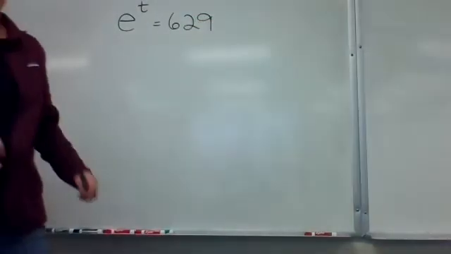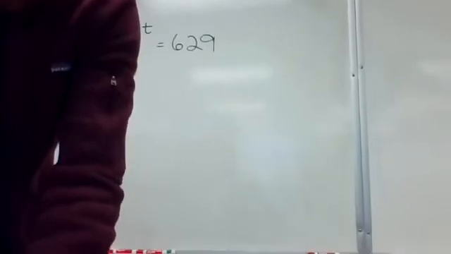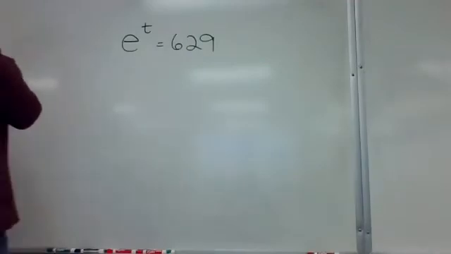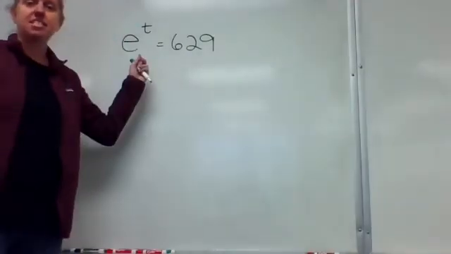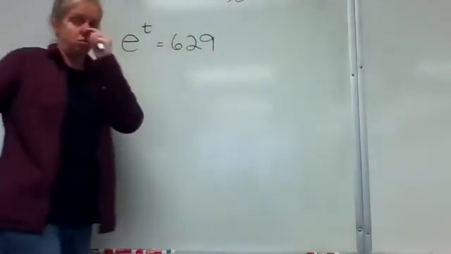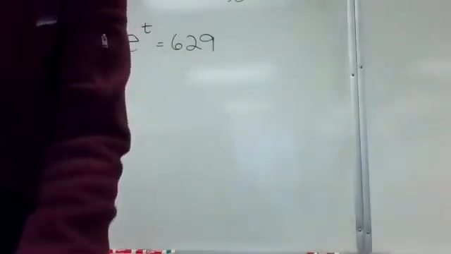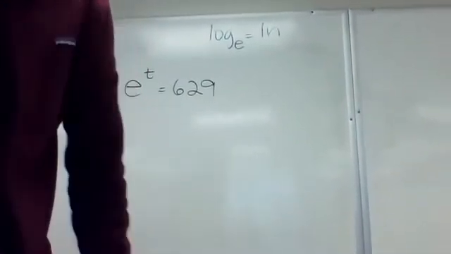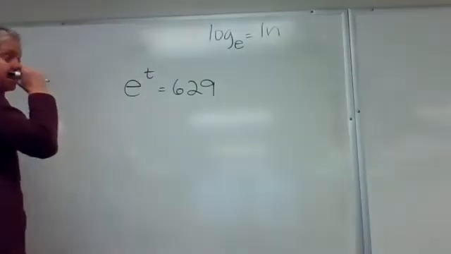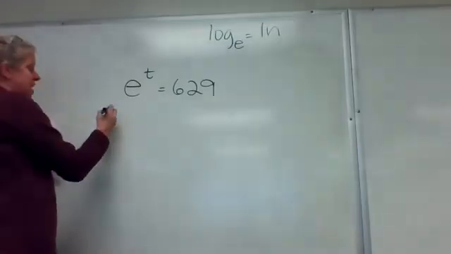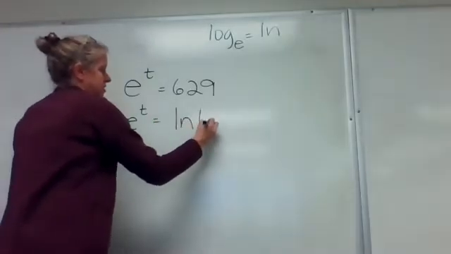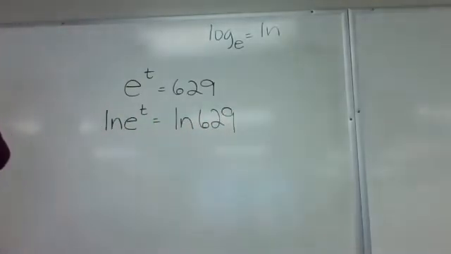Right? E to the t power equals 629. And I'm solving for that t that's in the exponent. Okay. Now, instead of just plain logging both sides, since this is an e, remember that log base e is equal to the natural log. So if you're dealing with E, and you're trying to get that exponent down out of the exponent, instead of just plain logging both sides, ln both sides. You'll see why in just a second.